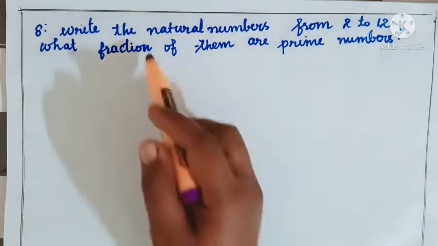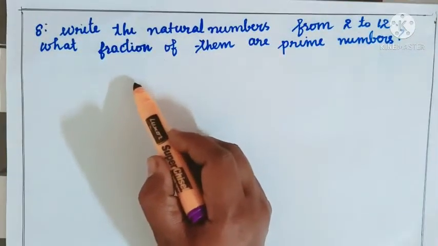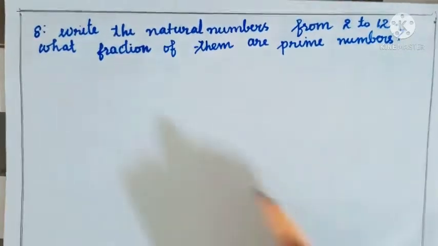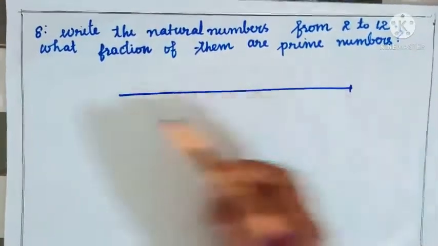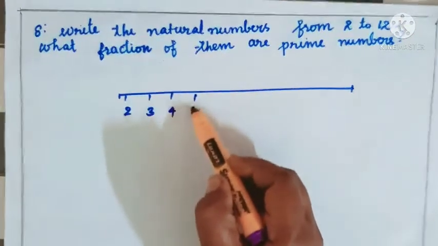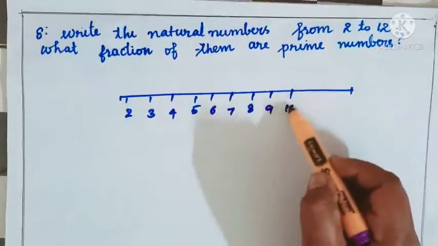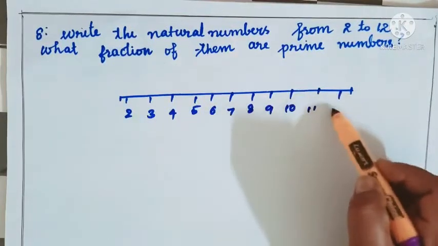First you write the natural numbers from 2 to 12. So all the numbers will be coming, isn't it? You can draw it just like a number line. So 2, 3, 4, 5, 6, 8, 9, 10, 11, 12.